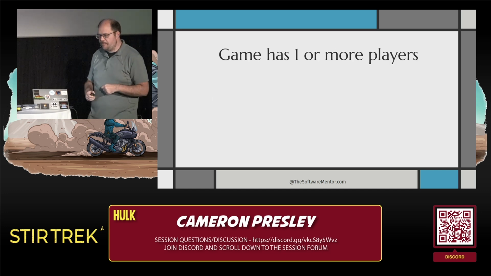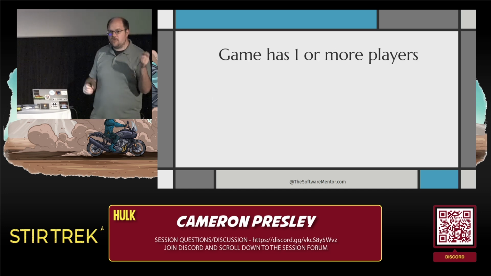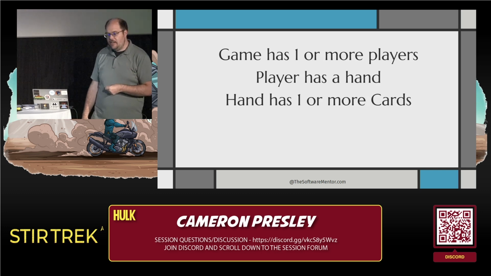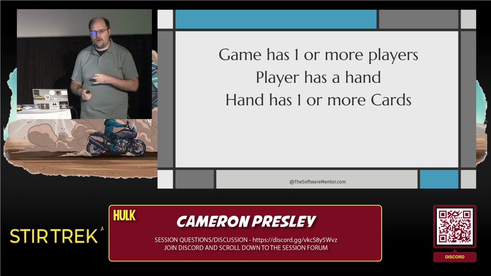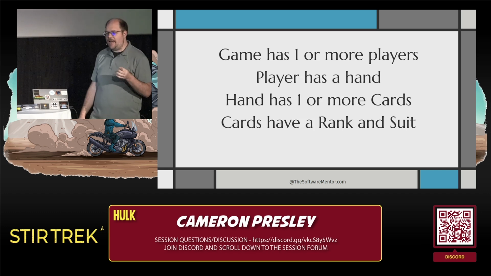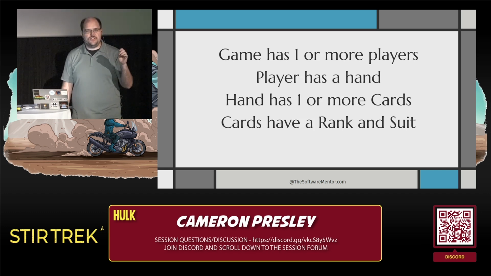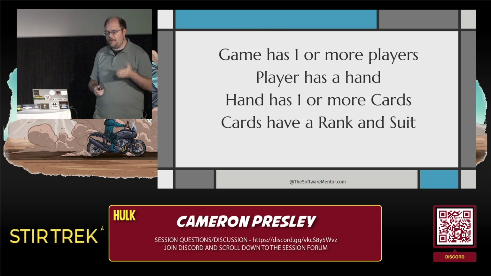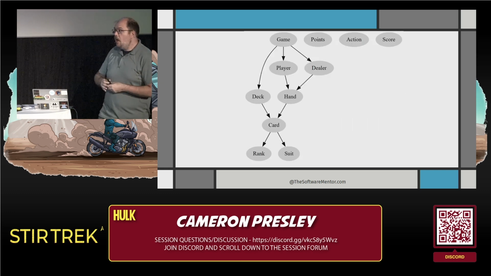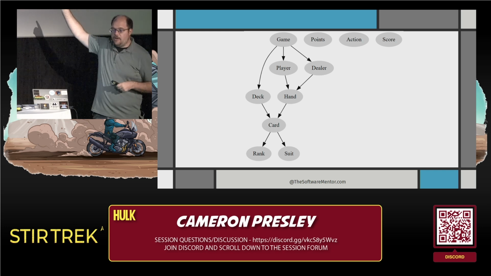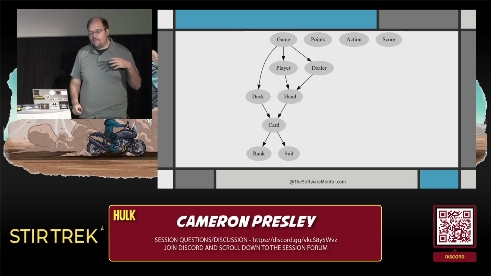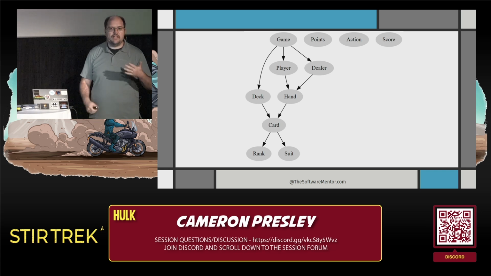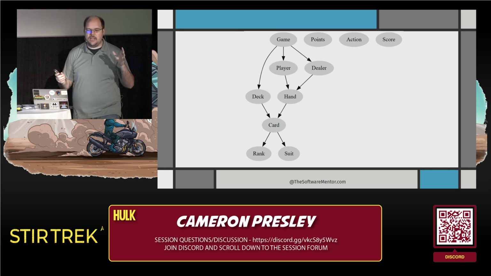Here's an example. So a game has one or more players, and a player has a hand, but a hand has one or more cards, and cards have a rank and suit. So do you see how that has-a kind of flows together? Well, once we do that, and we go through all of those circles, we end up with this really cool, funky-looking chart, right? For those playing along at home, you would know this is kind of like a dependency graph, right? Making sense so far? Kind of, we're seeing how they relate.